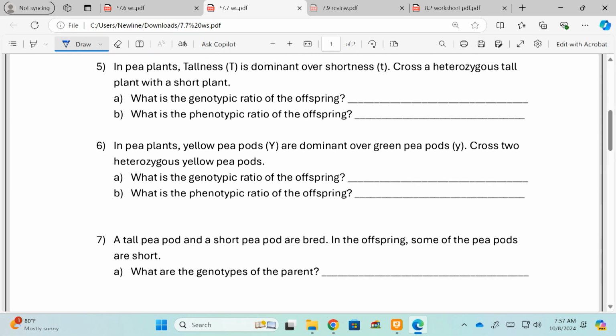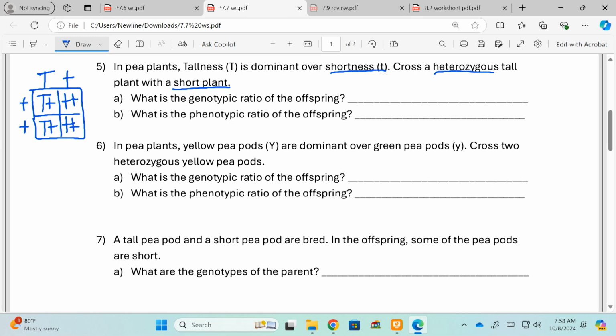All right, so number 5, this says, in pea plants, tallness is dominant over shortness. Cross a heterozygous tall plant with a short plant, okay? So let's draw our Punnett square, and we'll go ahead and get started on this, okay? So cross a heterozygous tall, that means they're going to have one capital T and one lowercase t with a short plant. If they're showing the recessive trait, that means they have 2 recessive alleles. So that's the genotype of the other one. And then we just complete the cross.